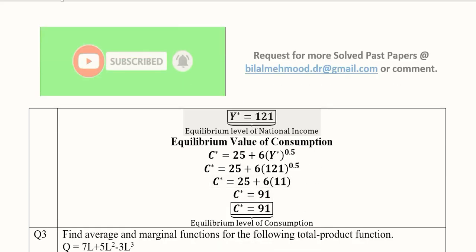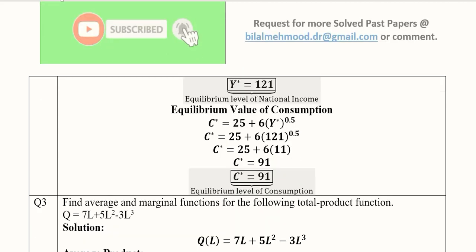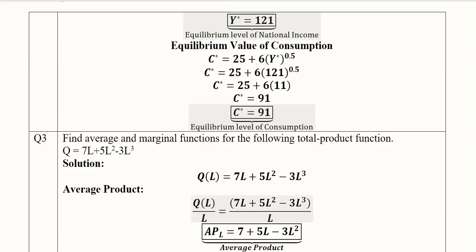level. We can also find the equilibrium level of consumption simply by using the consumption function which is given, and by putting the value of y at equilibrium in its y original symbol. So here, by putting this value, we get this certain answer, and this is the equilibrium level of consumption. So this is how this question can be solved.